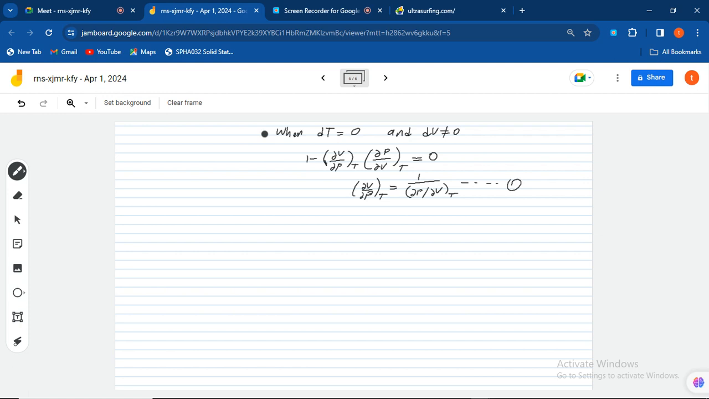So this is equation 1. And then when dV equals 0 and dT is not, we have ∂V/∂P at constant T, times ∂P/∂T at constant V, plus ∂V/∂T at constant P, equal to 0. This is equation 2.